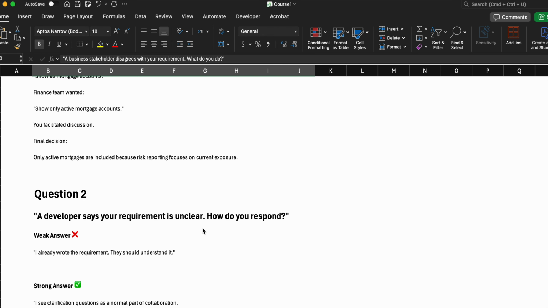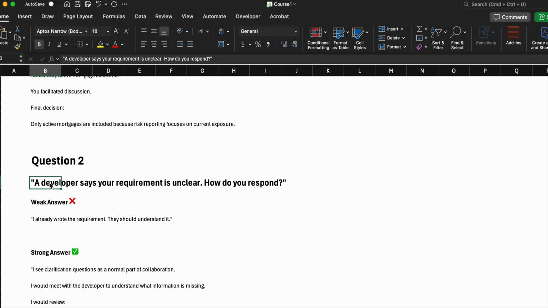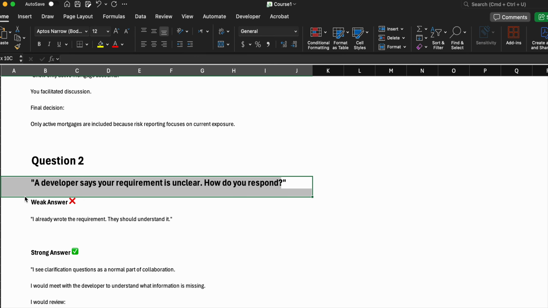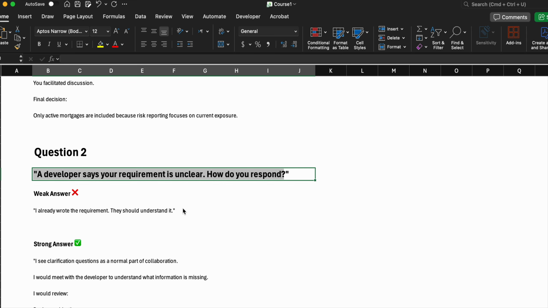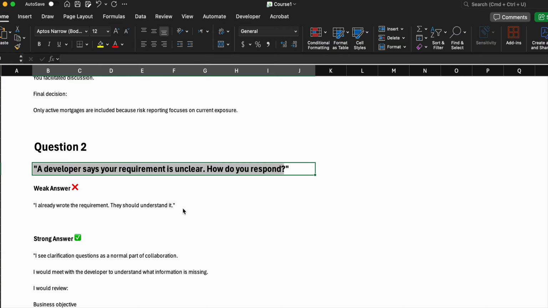Okay. Second question, a developer says your requirement is unclear. How do you respond to this one? This happens day to day. Not only for junior business analysts, even for experienced business analysts, this is an ongoing problem. So how do you handle this one?